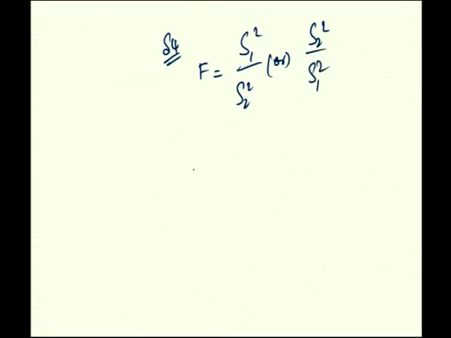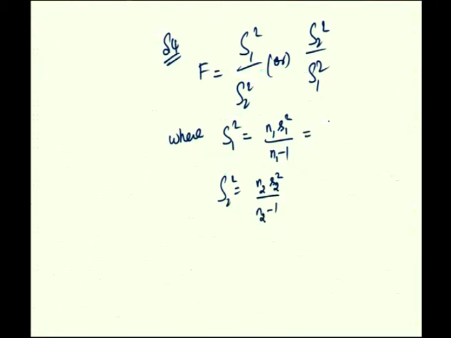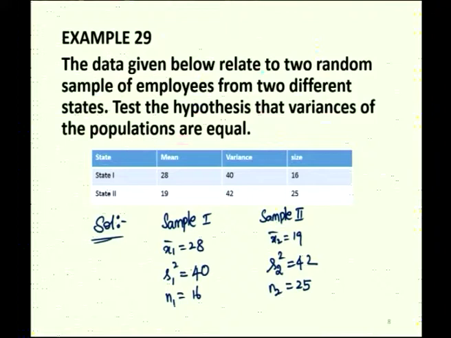S1 square by S2 square or S2 square by S1 square, where capital S1 square is the estimate of population variance, that is n1 small s1 square by n1 minus 1, and S2 square is n2 small s2 square by n2 minus 1. What are the n1 and s1 square values which we have written at the start of this problem? n1 is 16 and s1 square is 40.